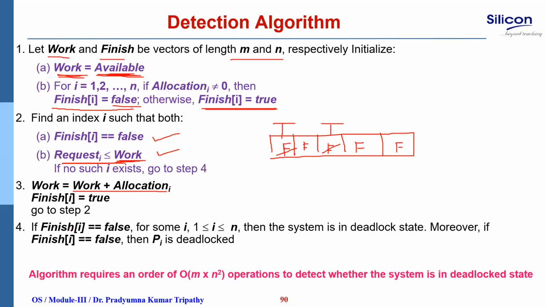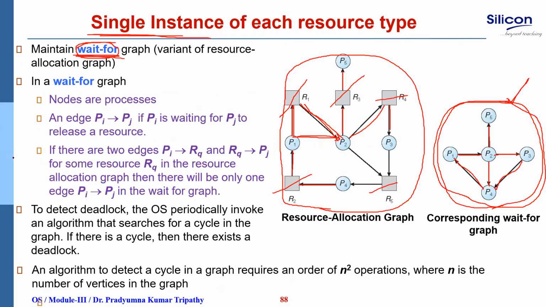If finish of i equals false for some i, that is, we find that some processes are still false, then it is in deadlock, and these processes are involved in the deadlock. This also requires m into n square operations. You can see this is almost the same as the previous algorithm that we discussed.